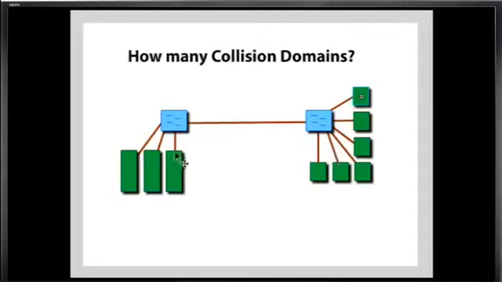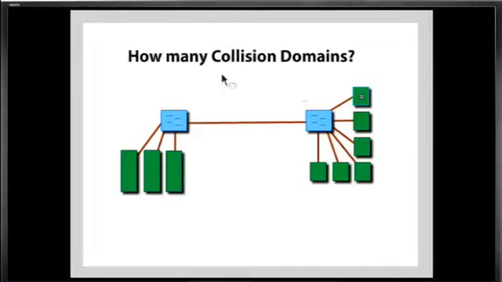So with switches, each interface becomes its own collision domain. So in a sense we won't have any collisions. So switches break up collision domains, or they create new collision domains, effectively benefiting the network by having the absence of collisions.